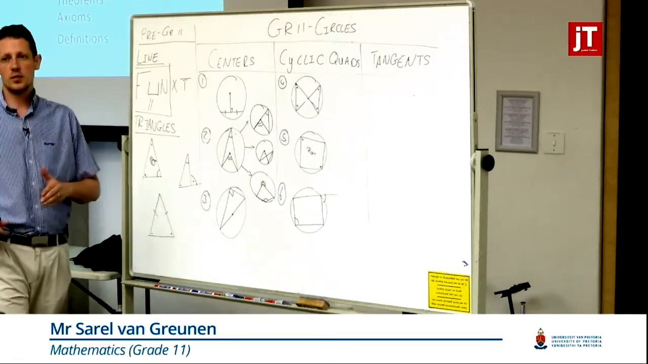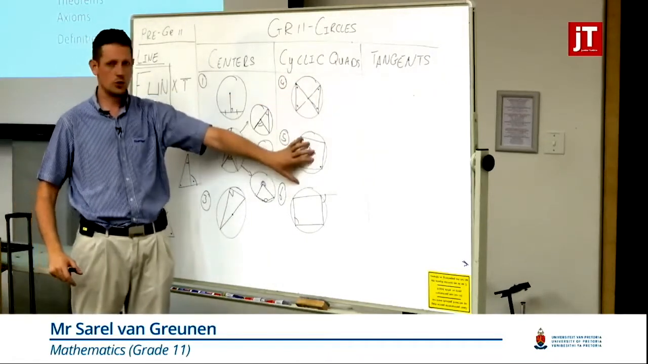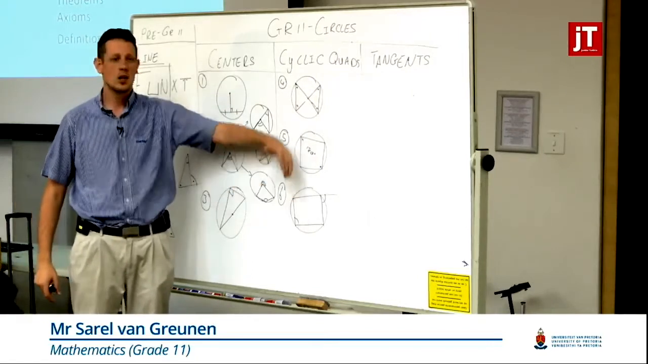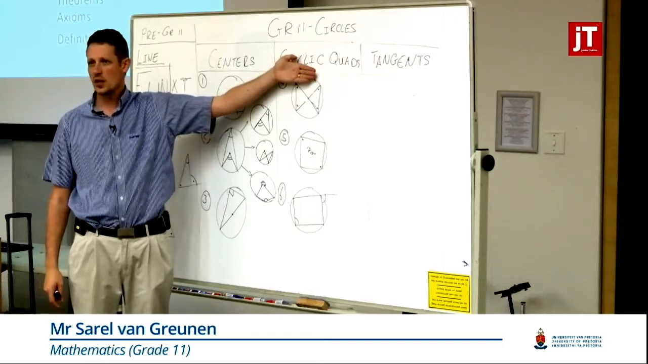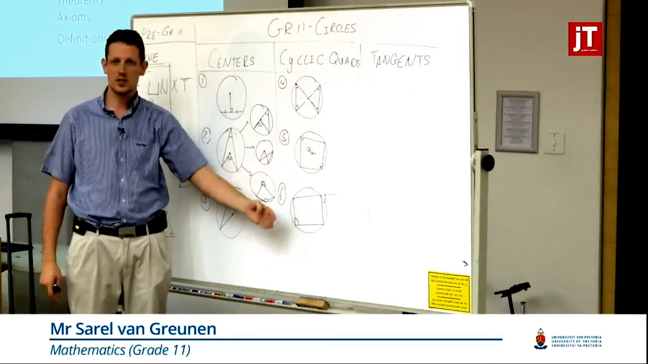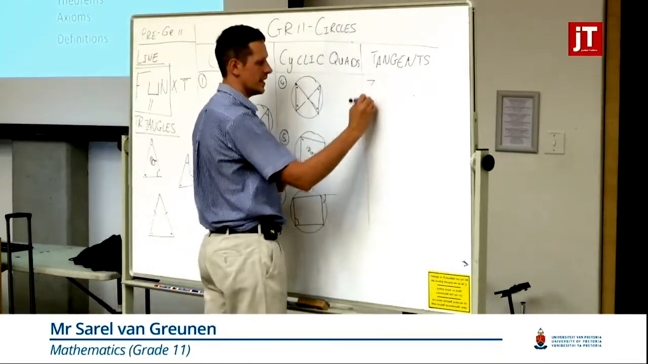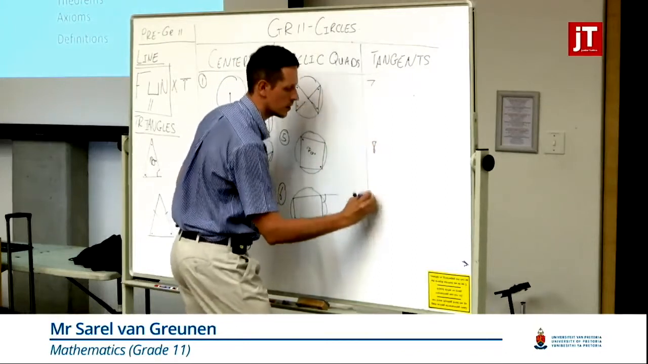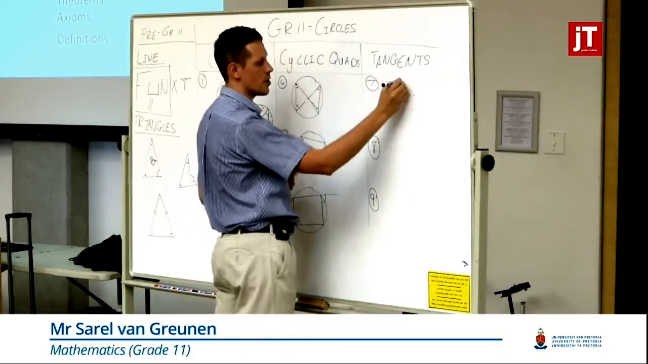Again, ladies and gentlemen, there are only 1, 2, 3 ways of proving something a cyclic quad. Don't freak out when they ask that of you. You've then got to prove one of these 3. Theorem 7, 8, 9 are my tangent theorems.